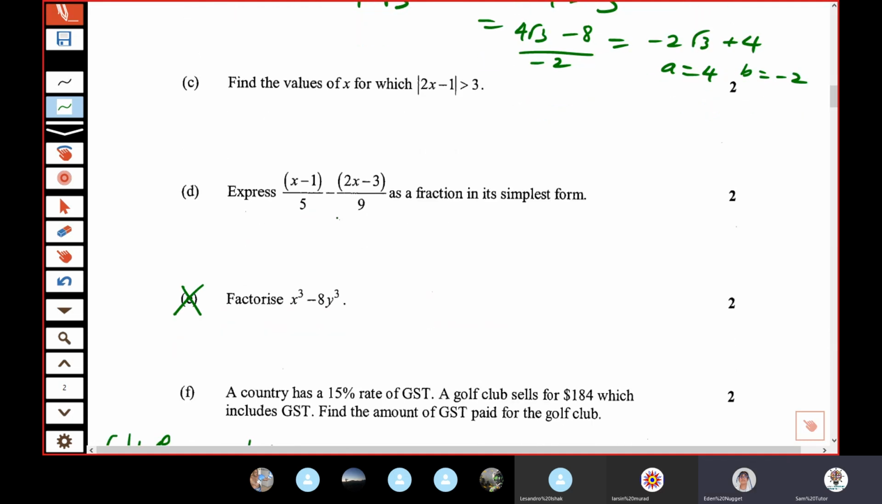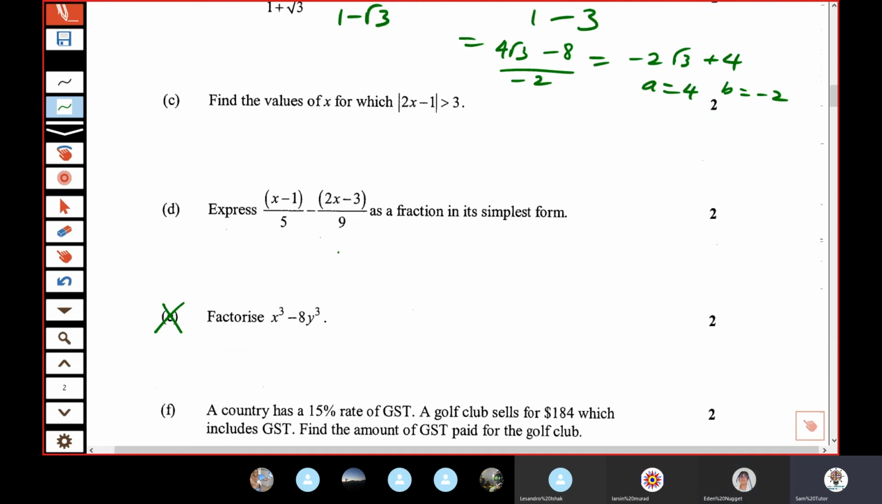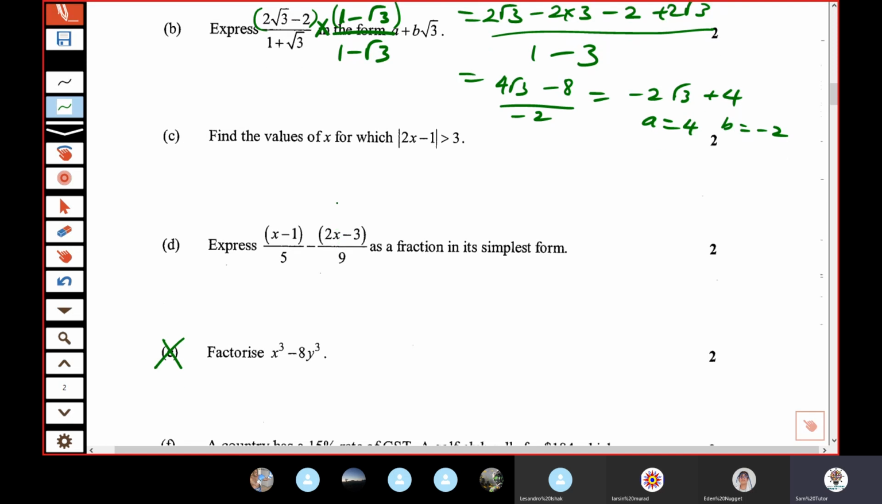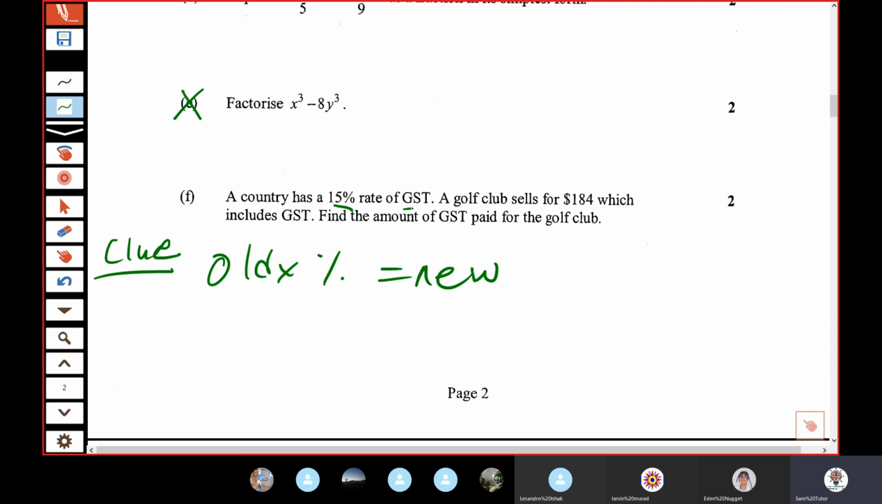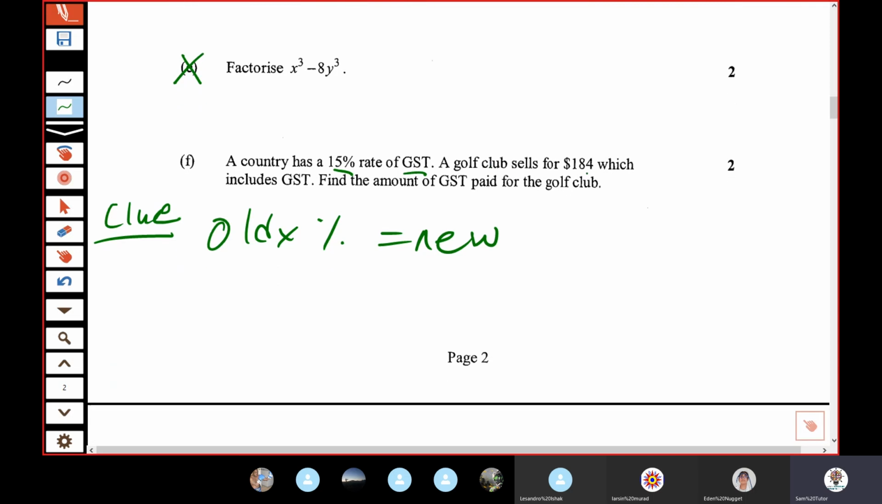F, please. There we go. Oh wait, anyone still writing this one up? Nope. F. A country has a 15% rate of GST. A golf club sells for 184, which includes GST. So when you're saying new, this new price is 184. You can't say old times 15% is 184, because it's not the old price times 15%, it's the old price times 15% plus the old price.